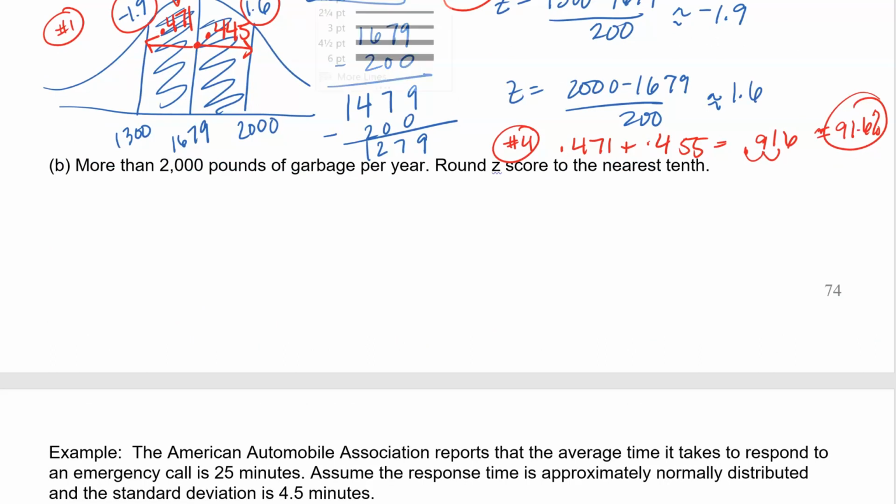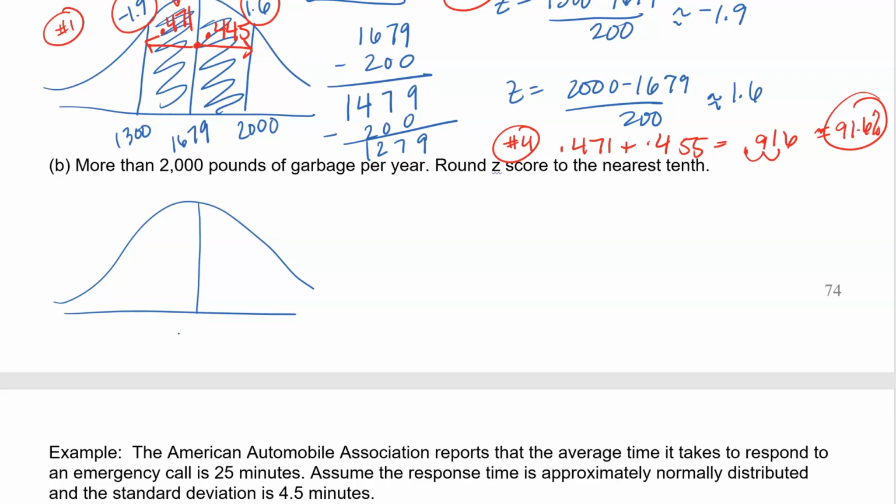It's going to be really similar to the last one, just the picture is going to look a little bit different. So we're going to draw the normal curve. We're going to put our average garbage in the middle. This asks for more than 2,000 pounds, the probability. So 2,000 is bigger than 1679. I'm going to draw a line there, and I'm going to shade to the right since more than is to the right. Okay, so I want to know what that area is.